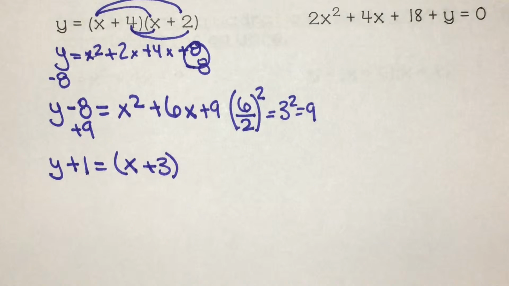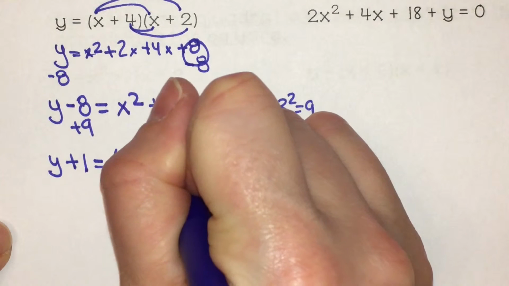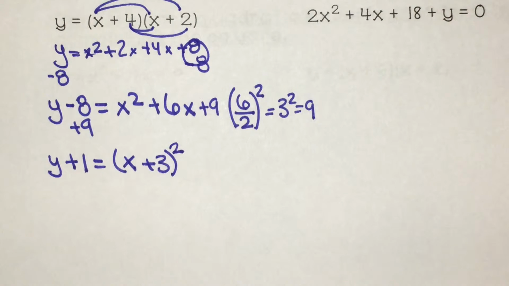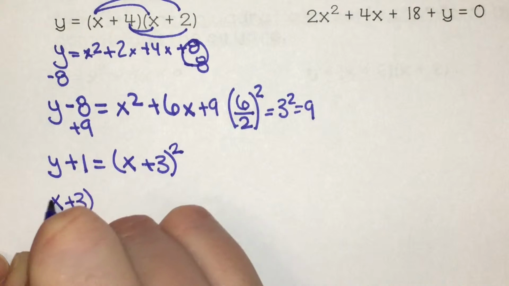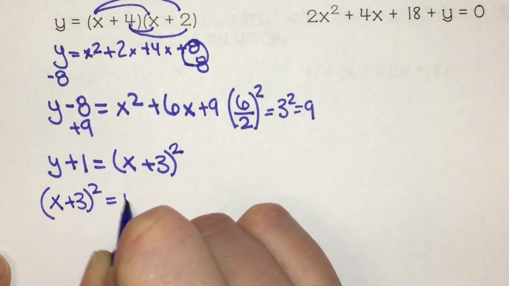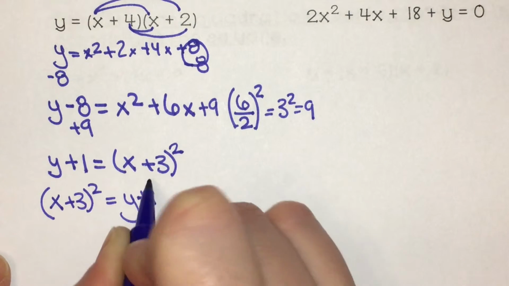Remember, square root, what number times itself equals that number? Well, 3 times 3 is 9. And this is squared because I would have x plus 3 times x plus 3. And again, all I have to do is swap sides. So we have x plus 3 squared is equal to y plus 1.